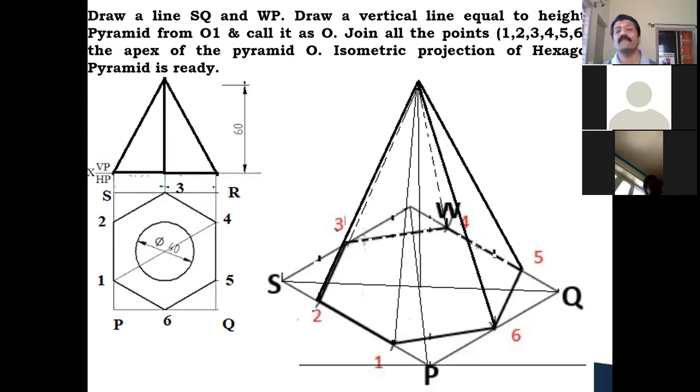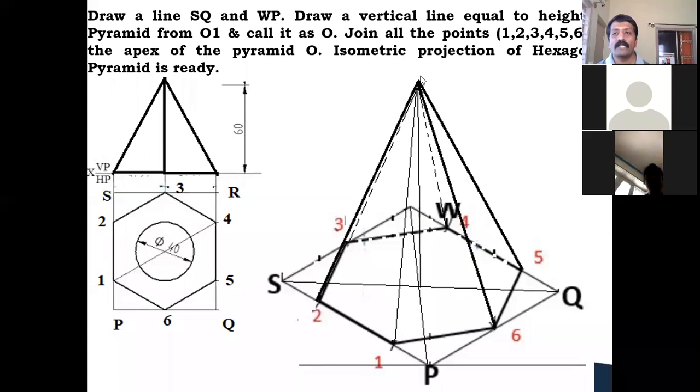You can call it O1. And from this center of the base, you draw a vertical line like this. Then on this vertical line, you take the height of your hexagon pyramid. It is 60 millimeter. You take ISO 60 from the center on this vertical line and cut it. Once you get this point, this is your vertex or the apex. You call that O.